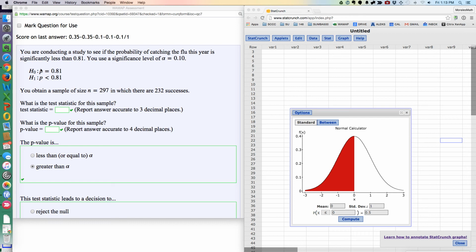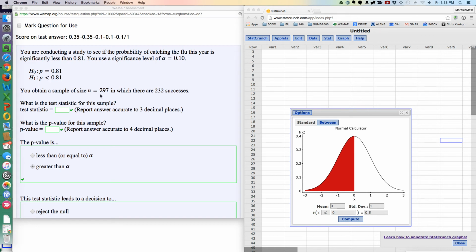In this example, you are conducting a study to see if the probability of catching the flu this year is significantly less than 0.81. You use a significance level of alpha equals 0.1. So our null hypothesis here would be that p is equal to 0.81, and because we're testing whether or not we have evidence that it is significantly less than 0.81, our alternative hypothesis will be p is less than 0.81.